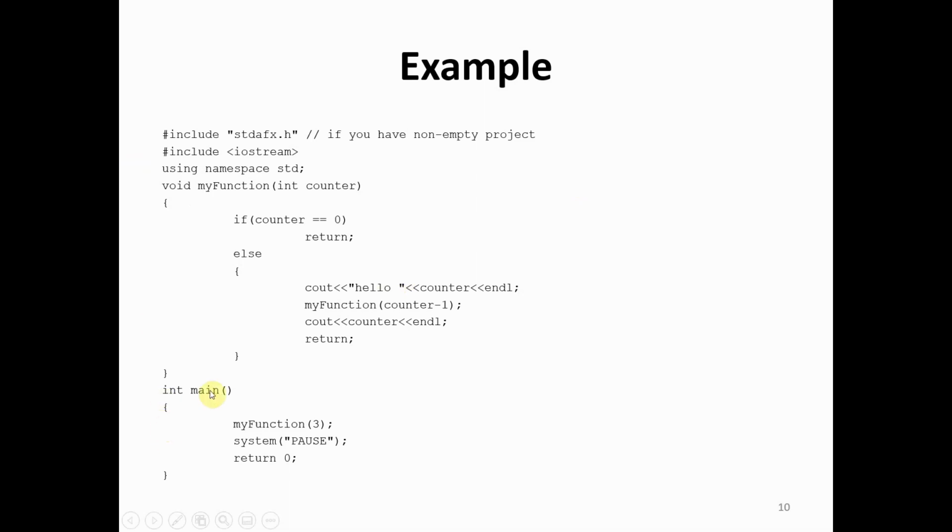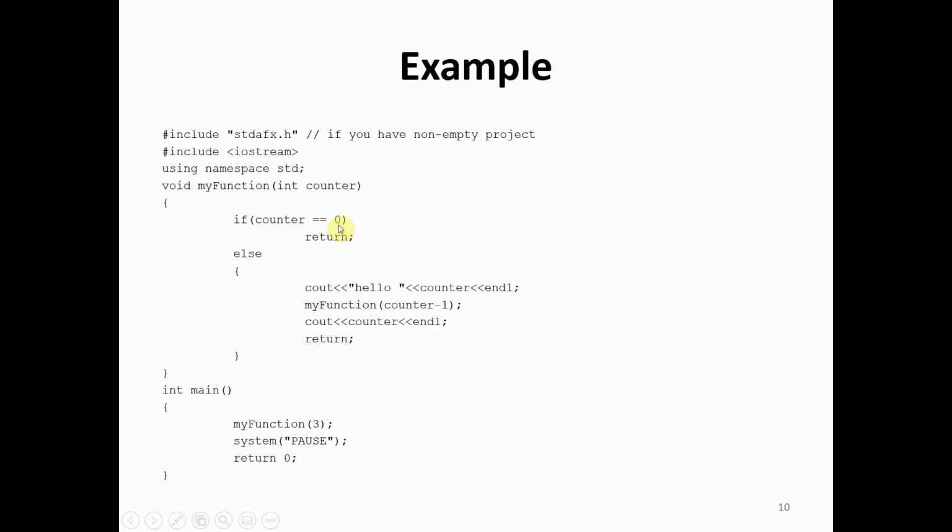Here we have two functions. We start always from the main function. The first line in the main function is calling the my function with the argument 3, so counter would be equal to 3. So we have a space in the memory allocated for this function, called counter, equal to 3.